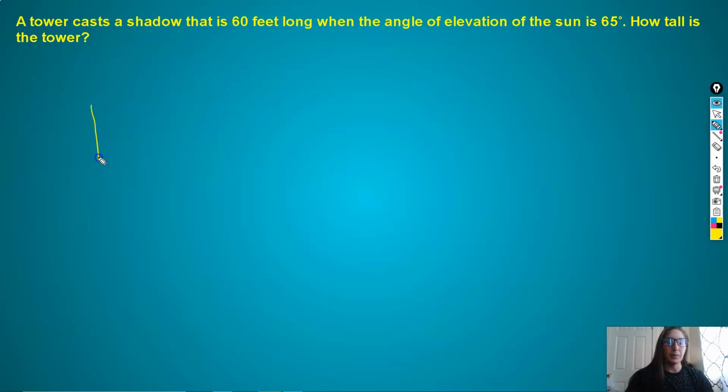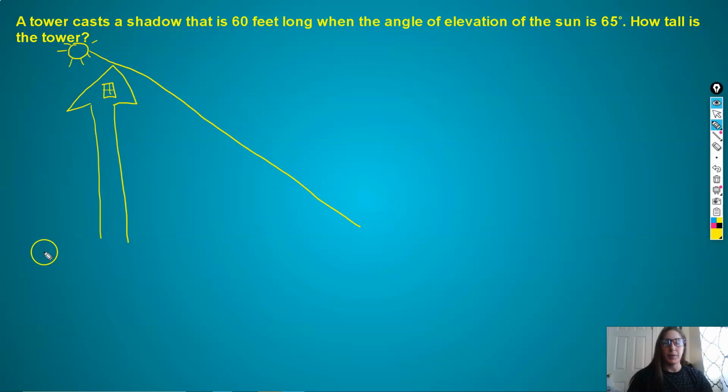So we have a tower. This is my version of a tower, which might also look like a tree, but oh, here's a window. That's a tower. A shadow that is 60 feet long. Okay, so the sun is somewhere in the sky, right? And it's casting a shadow, and this is the ground. So the sun is casting the shadow, and the shadow is 60 feet long.